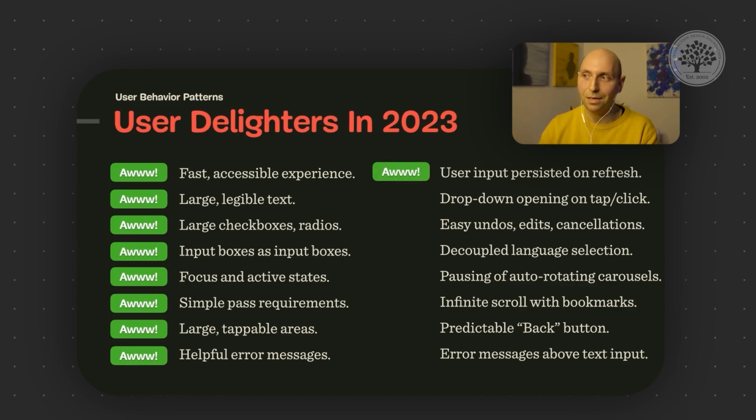And then all the tiny little things. Whenever you hit refresh, your input is persisted. Whenever you actually use a dropdown, it opens on tap and click. Whenever you make a mistake, you can always undo. That would be fantastic.